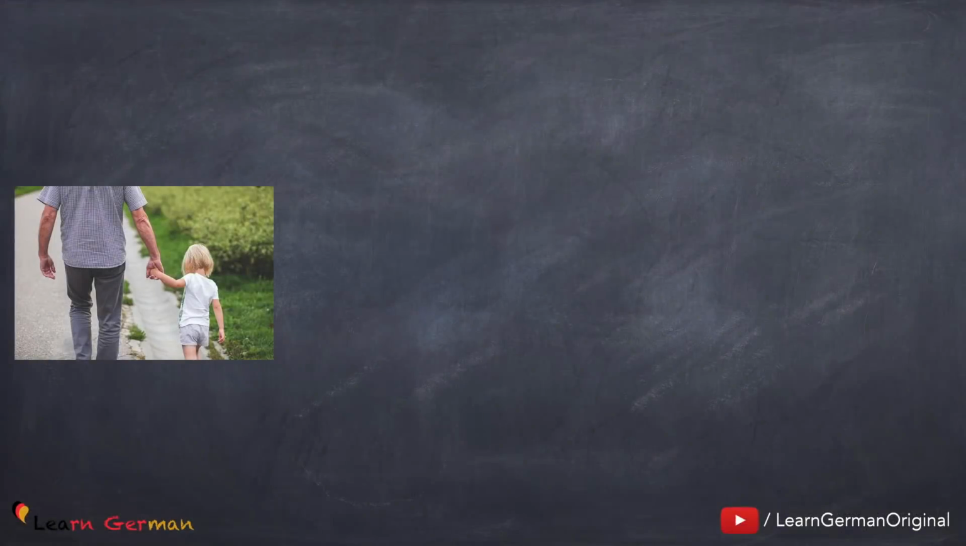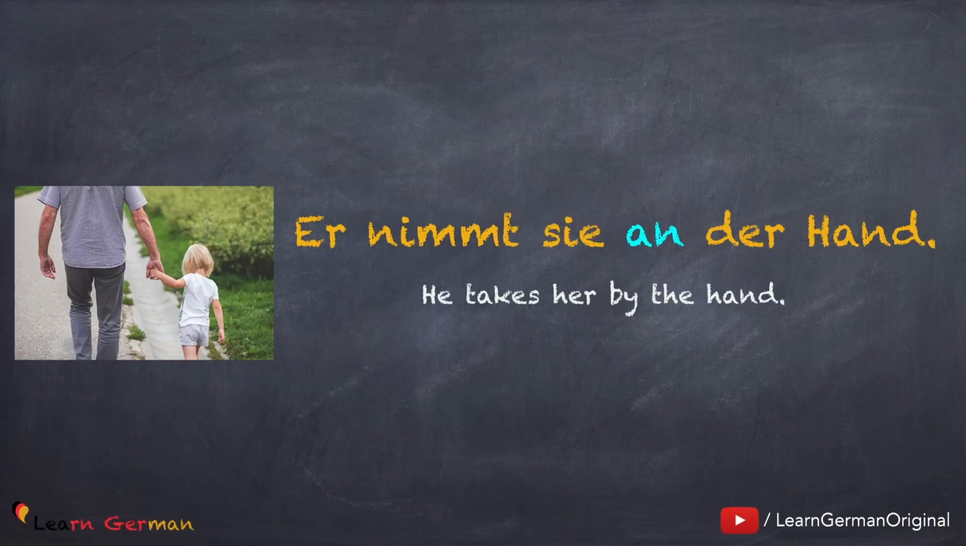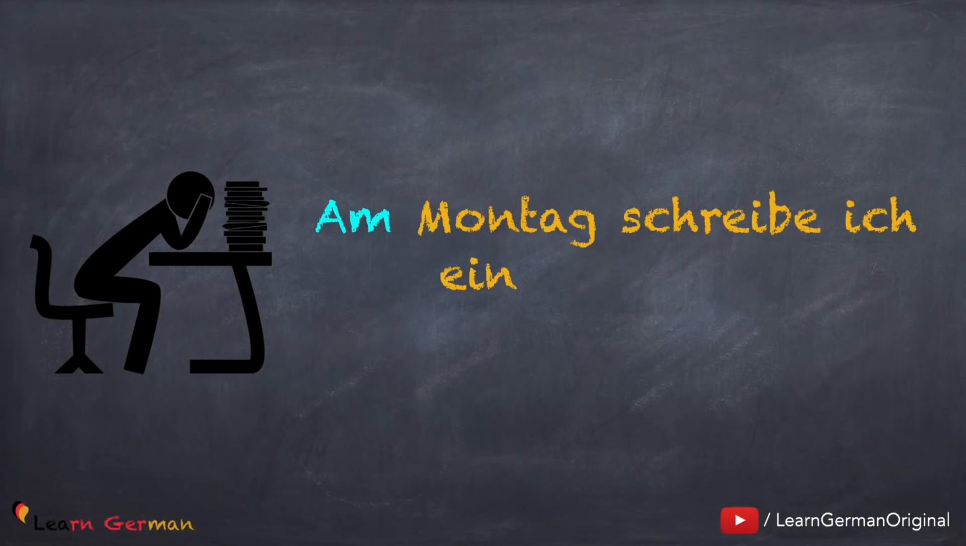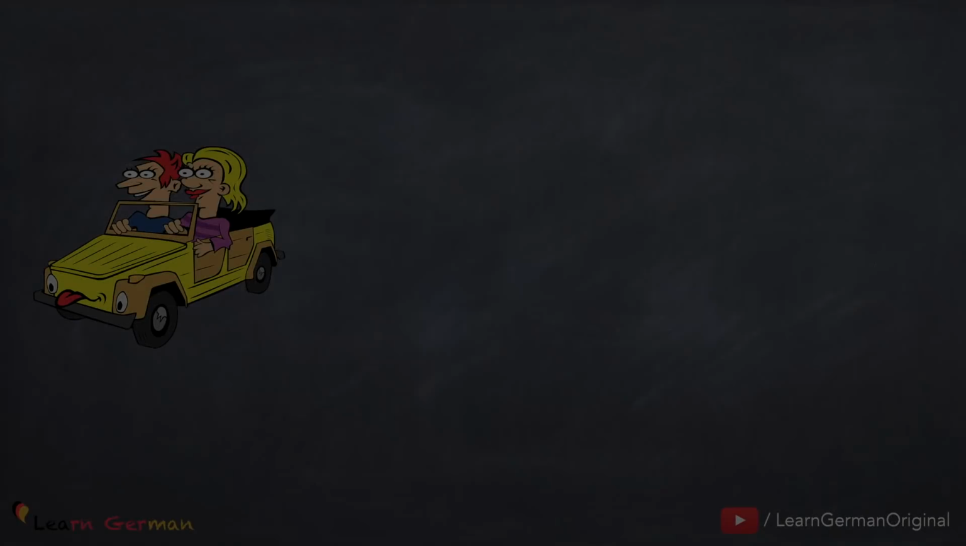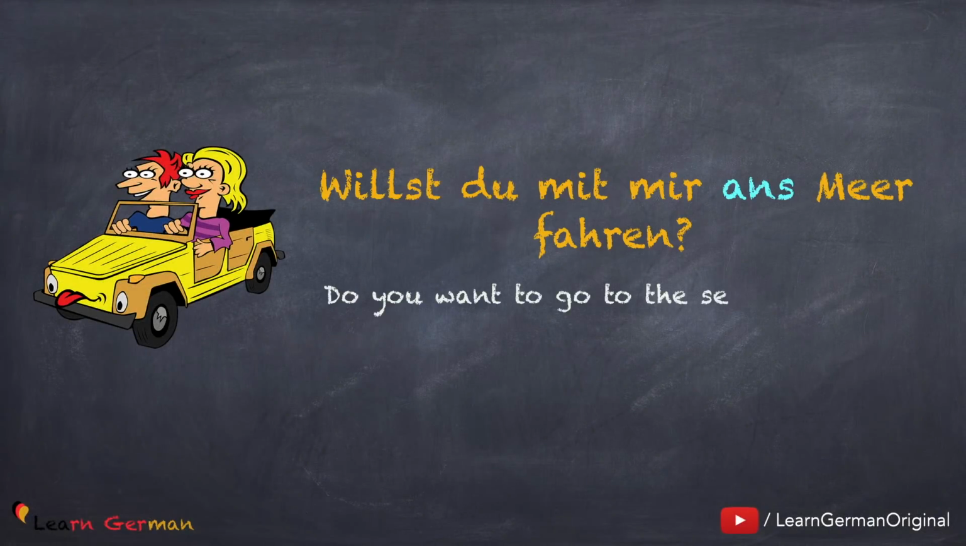Let's first look at a few examples. Nimmt sie an der Hand. This is an example where we only use the preposition an. The next example is Am Montag schreibe ich eine Prüfung. And here's an example with ans. Willst du mit mir ans Meer fahren?